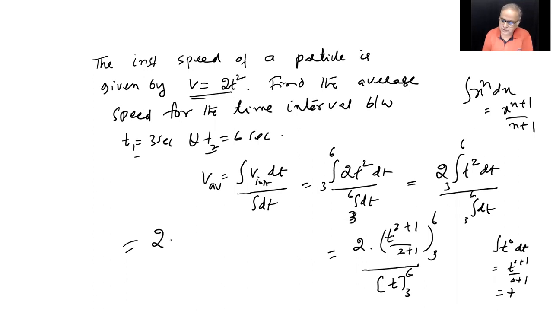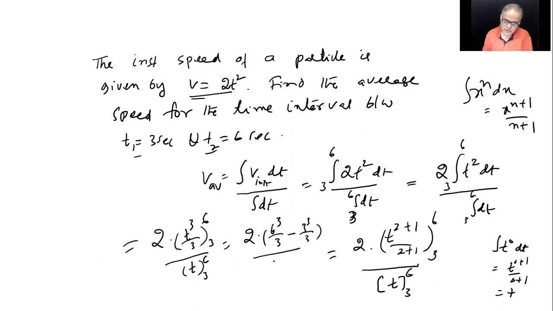2 into, this is t cubed by 3, right? Between 3 and 6. What will I get? 2 into, substitute 6 first. This is 6 cubed by 3 minus 3 cubed by 3 minus 6. Substitution first and then t. So how much is this? 2 by 3 into 6 cubed is how much?